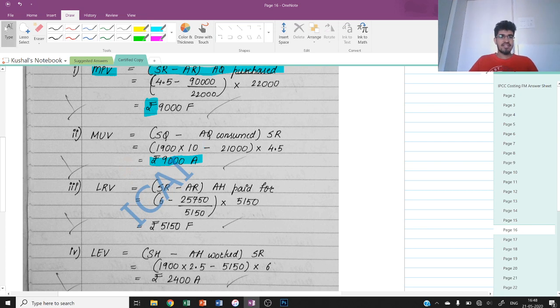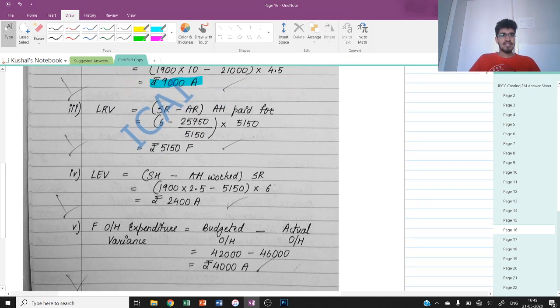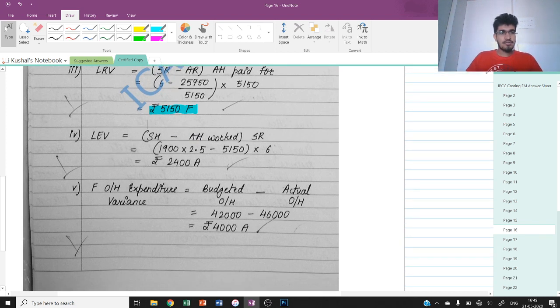Then we have labor rate variance, which is nothing but (SR minus AR) into actual hours paid for. Standard rate is given in the question. We can compute the actual rate similarly as we calculated the actual prices for raw materials, multiplied by the actual hours paid for, to get the labor rate variance of 5150 favorable. Okay, there is 1 mark to each and every question.